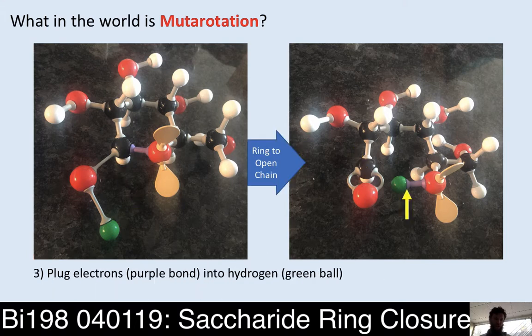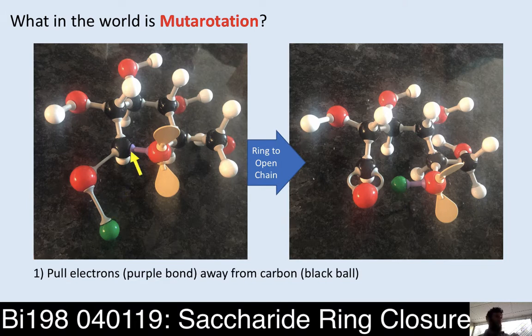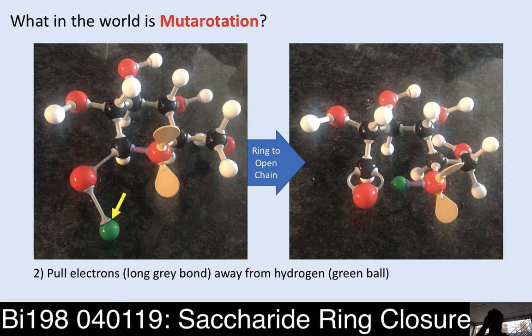Let's go over it again, because you pull the purple bond away from the carbon. You're always taking electrons away from carbon and leaving them on the oxygen. There you go. And then you're taking the green off of the purple, sticking it on the bendy, and plugging the purple back into the hole on the carbon.